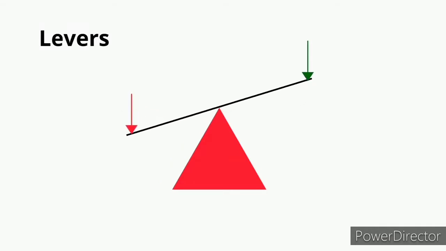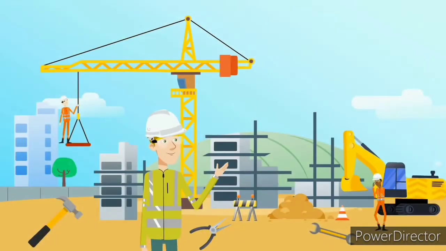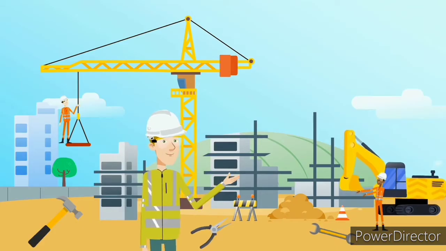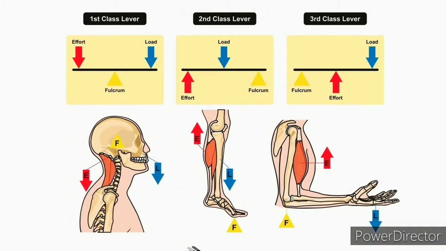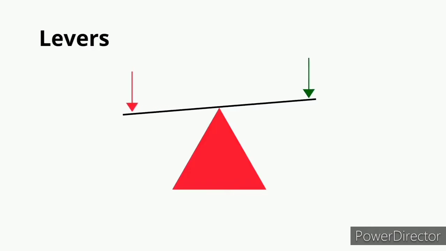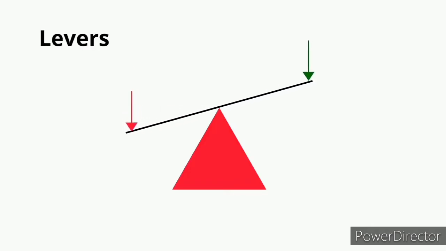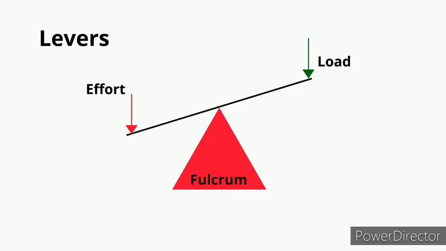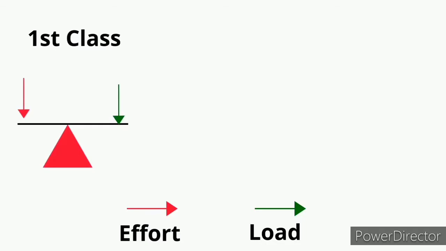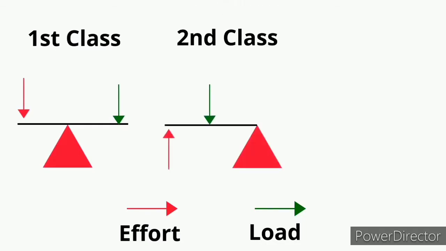A lever is a simple machine, and levers are the basis of many tools in and around your house and work. Levers are also found in the human body. A force is applied at a point, which moves a load at another point through a balance point called the fulcrum. It's the position of these three points that distinguishes the class of lever. There are three classes of levers: first, second, and third.